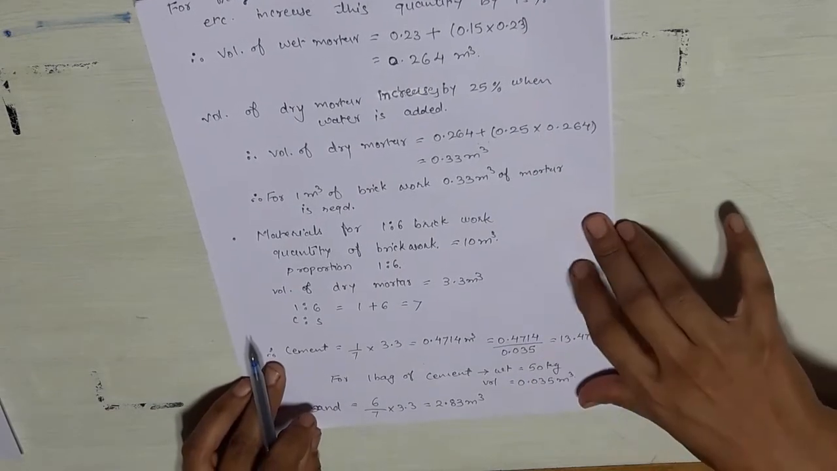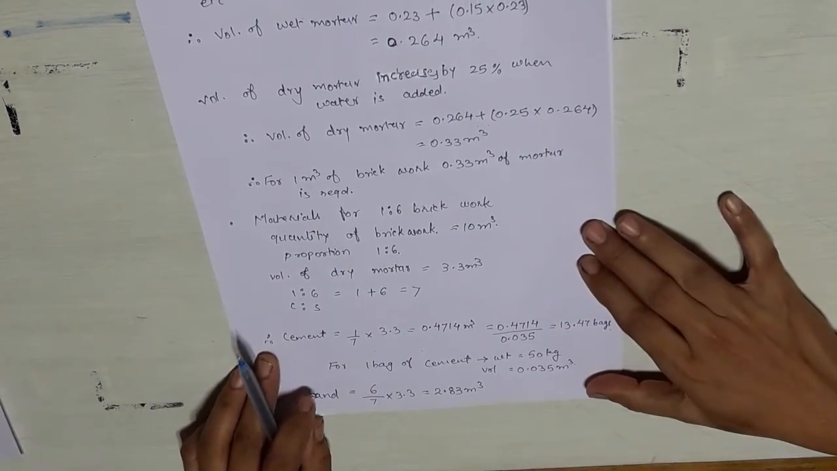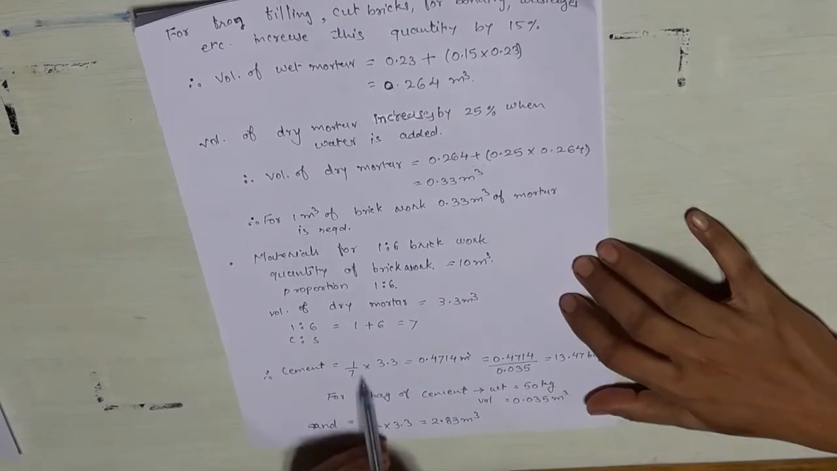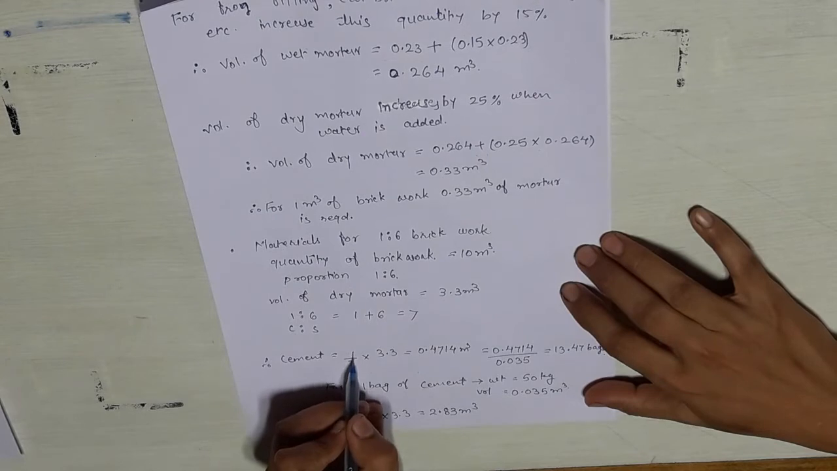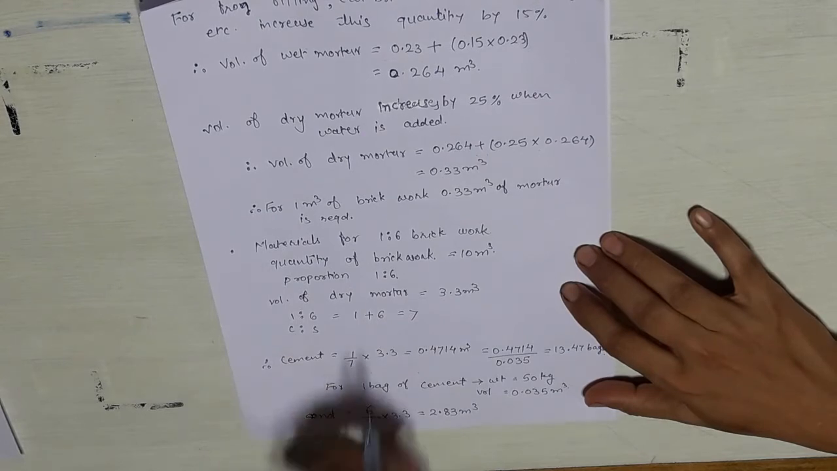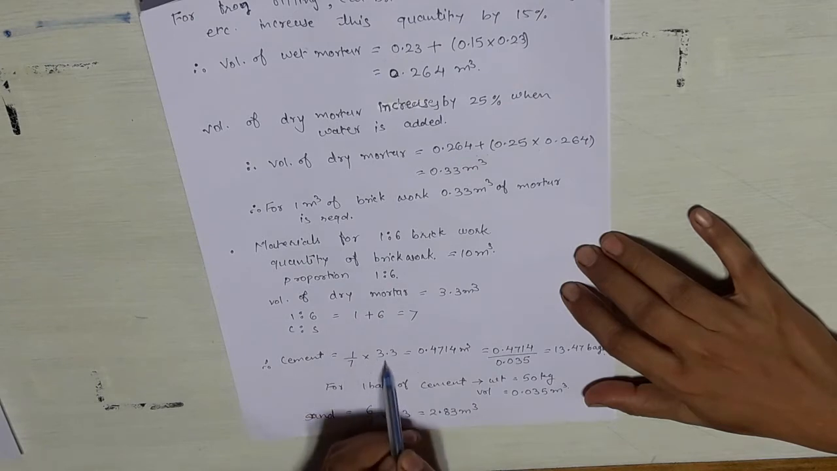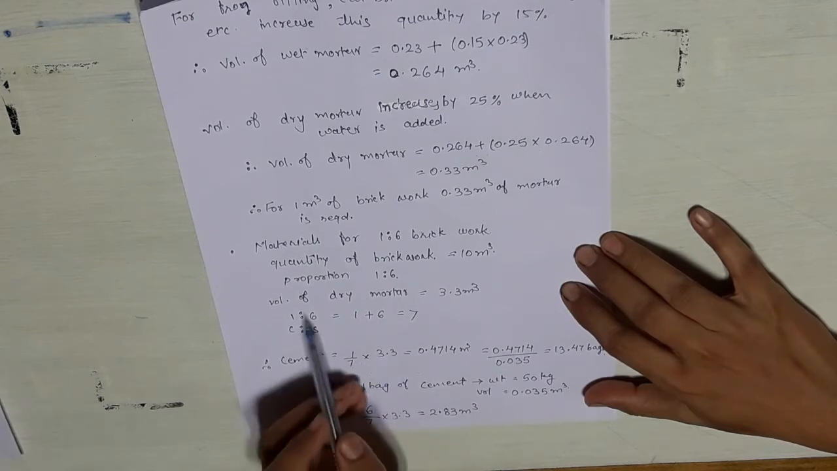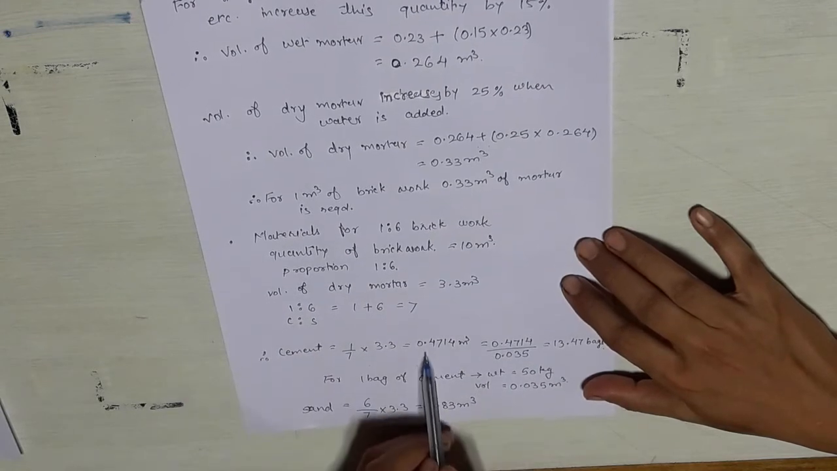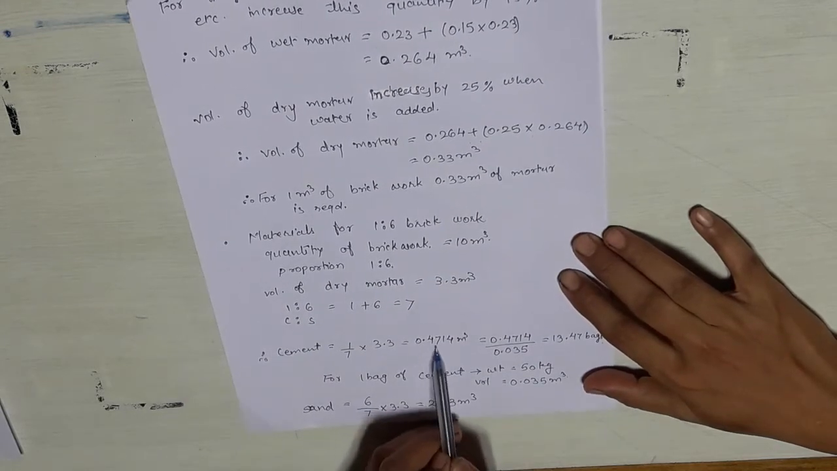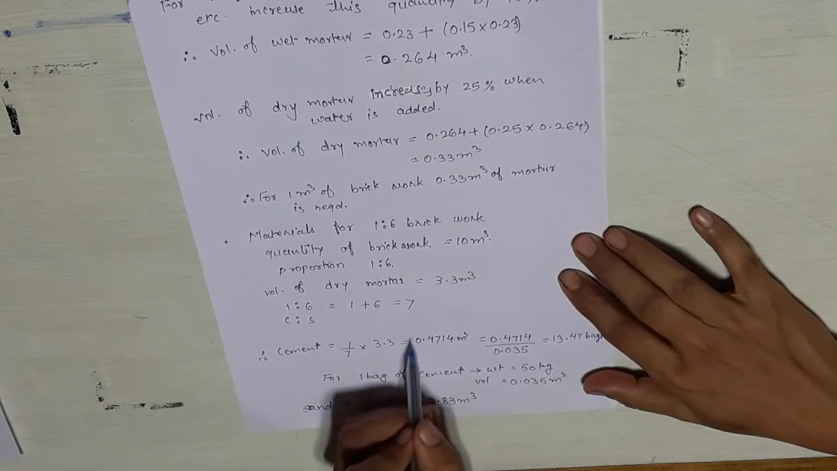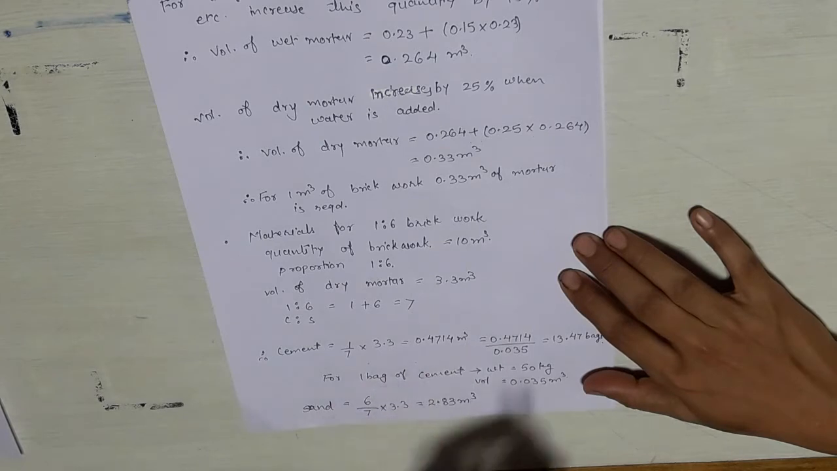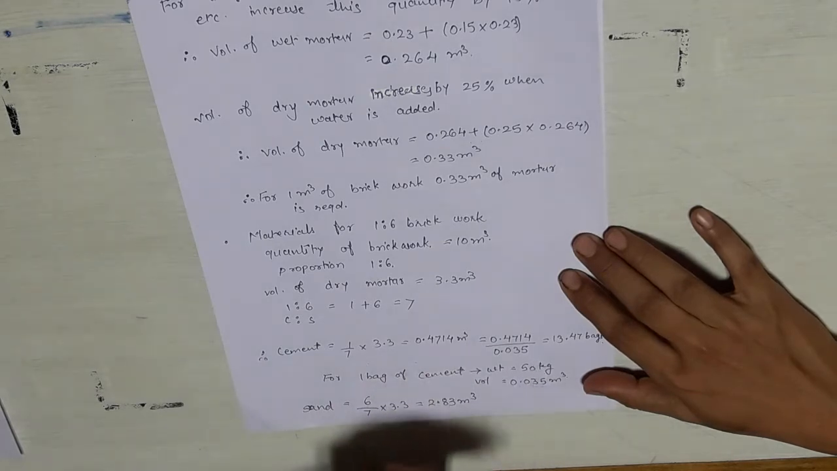For finding the quantity of cement, it is 1/7, since 1 part is cement. That's why we take 1 divided by 7, where 7 is the total of 1 plus 6, multiplied by 3.3, which is the volume of the dry mortar. So here we get 0.4714 meter cube.